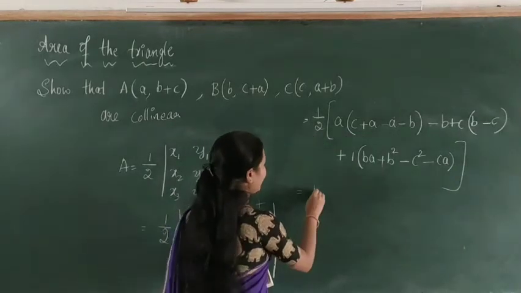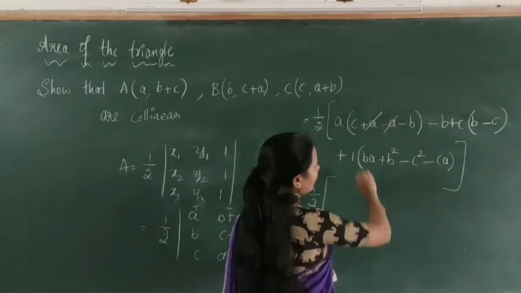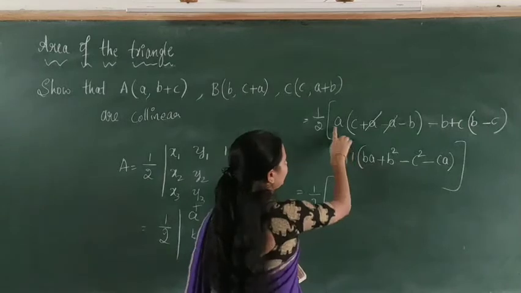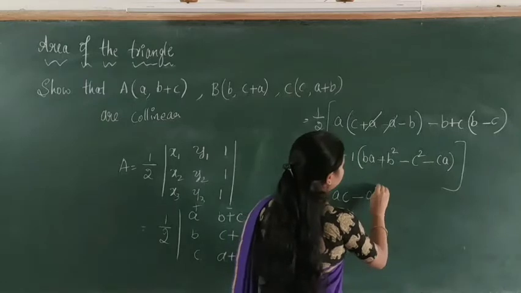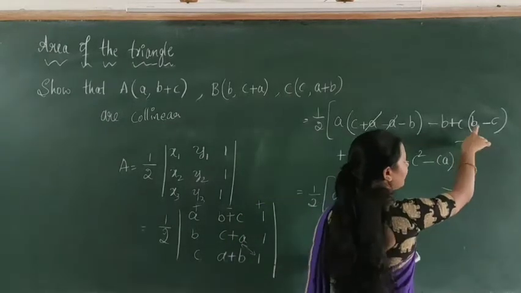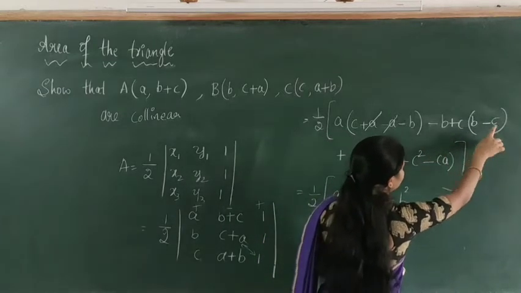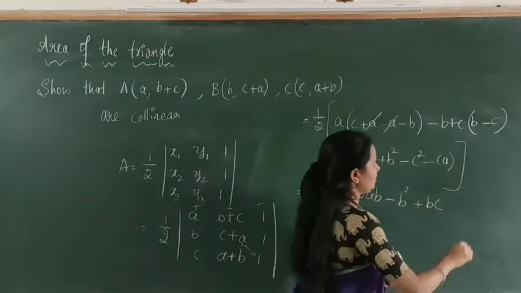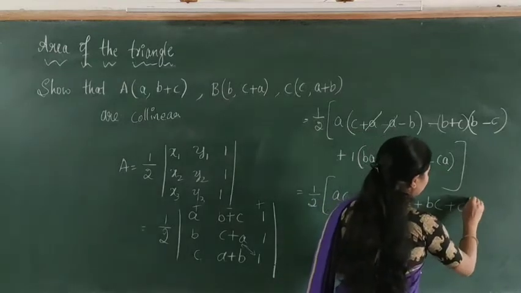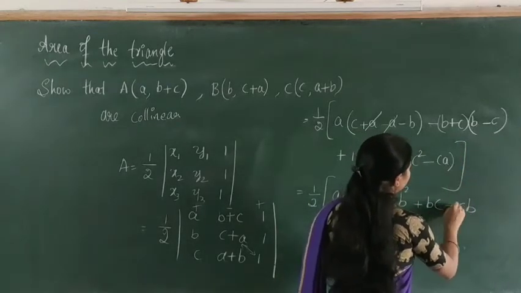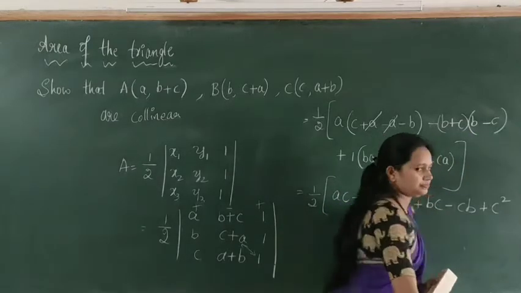So next, multiply the outside element with the inside terms. Here minus a and plus a get cancelled. A into c, ac, minus a into b, ab. Here minus b into b, minus b square, minus b into minus c, plus bc. Next, consider the second element: c into b, cb, plus cb. Sorry, minus cb. Minus into minus, plus c into c, c square.